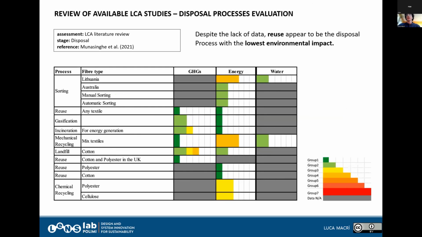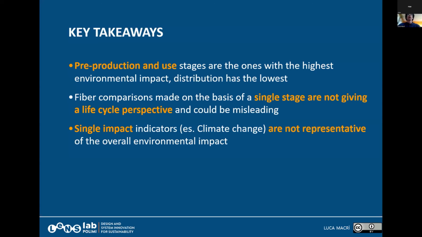And here could be an example of results in which you see that the reuse strategy, talking about disposal, appears to be the one with the lowest environmental impact, obviously, because you're not requiring any new energy, any new process to manipulate the material. So this is just a closing one on the disposal stage, and you can go and check the reference.